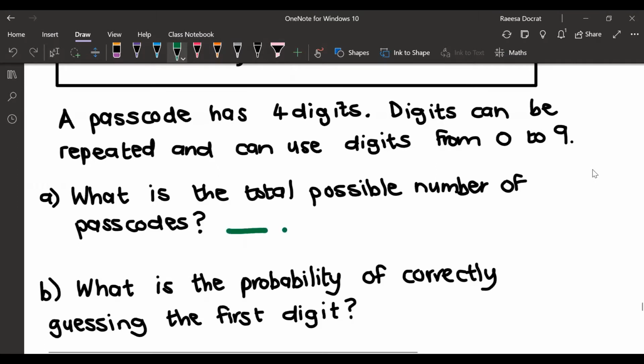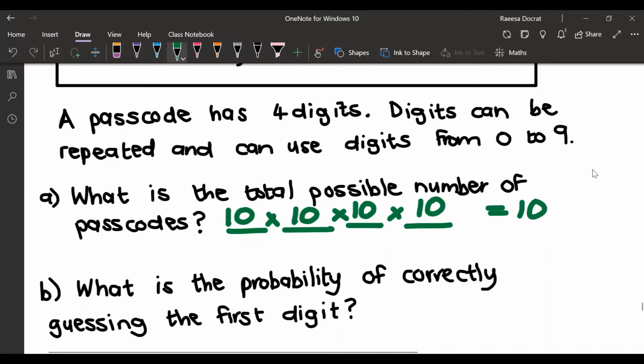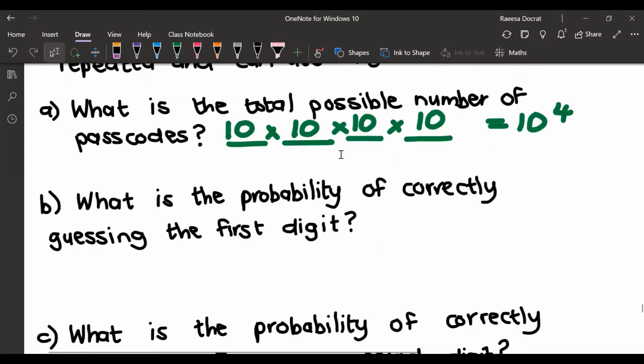So we have 4 digits and we're going to put the number of options for each one. For the first digit from 0 to 9 is 10. And then the second one, we allowed repetition, so we have 10 again. For the third one, we have 10 again and 10 again. So that's 10 to the power of 4. That's the total number of codes that can be made with a 4-digit code.